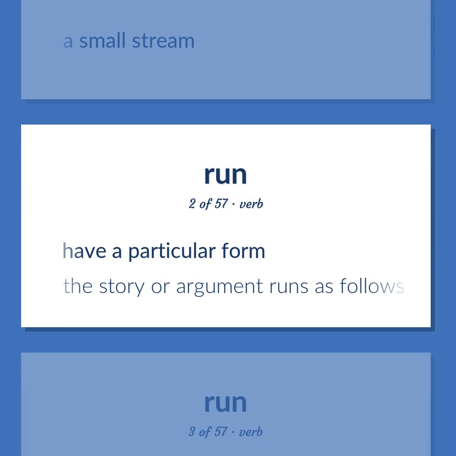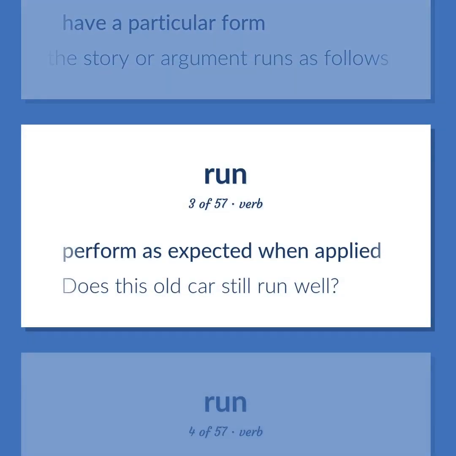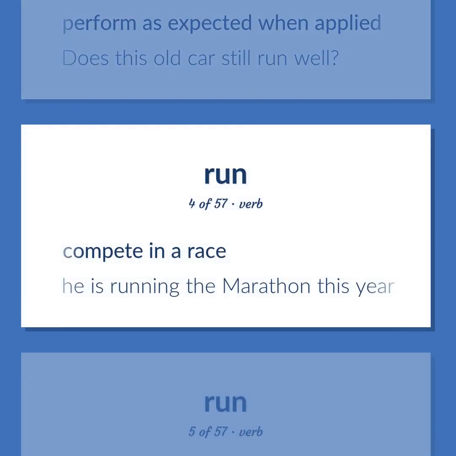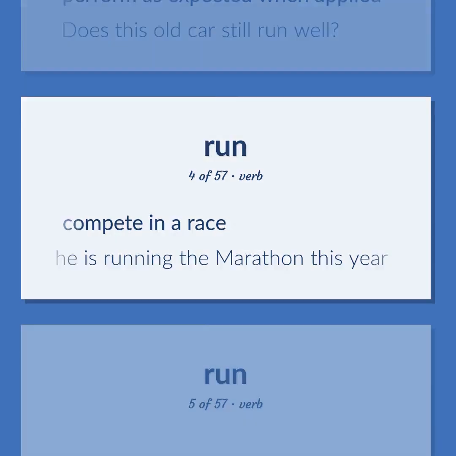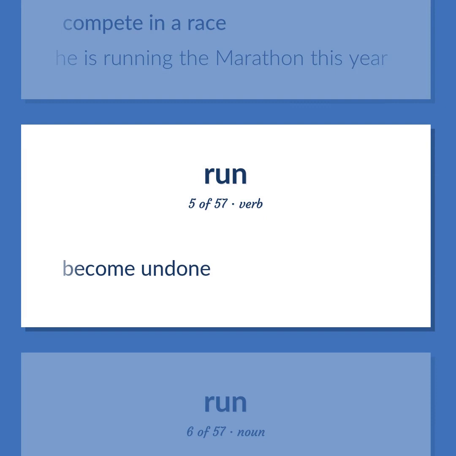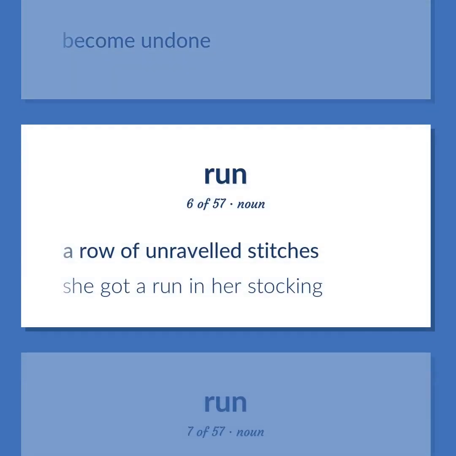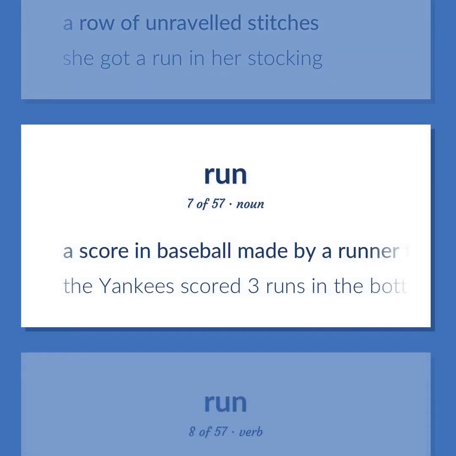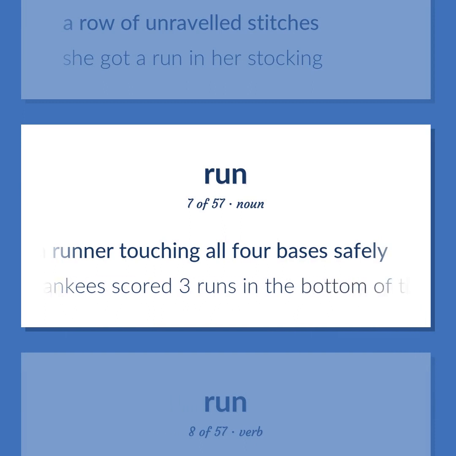Have a particular form. The story or argument runs as follows. Perform as expected when applied. Does this old car still run well? Compete in a race. He is running the marathon this year. Become undone. A row of unraveled stitches. She got a run in her stocking. A score in baseball made by a runner touching all 4 bases safely. The Yankees scored 3 runs in the bottom of the 9th.